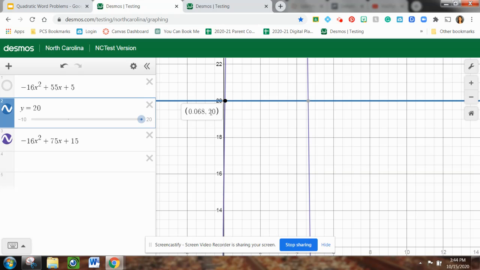So I have 0.07. So I have 4.62 minus 0.07, because I'm subtracting those two x values. So I have a difference of 4.55 seconds that we would see that arrow above that same 20-foot tree line.